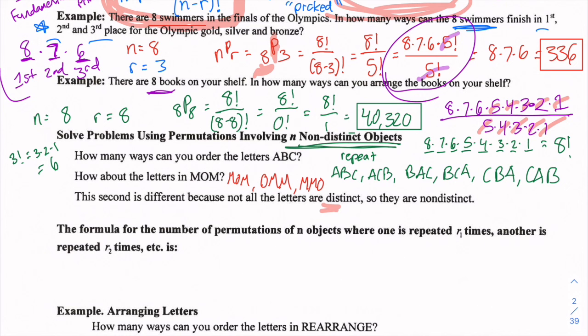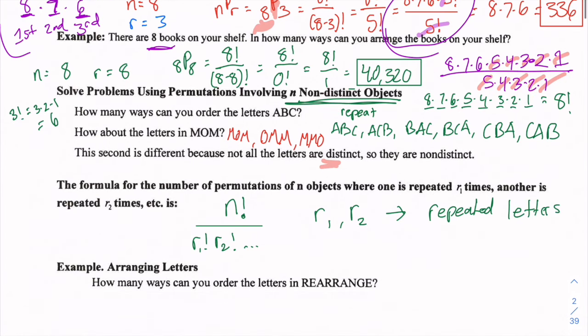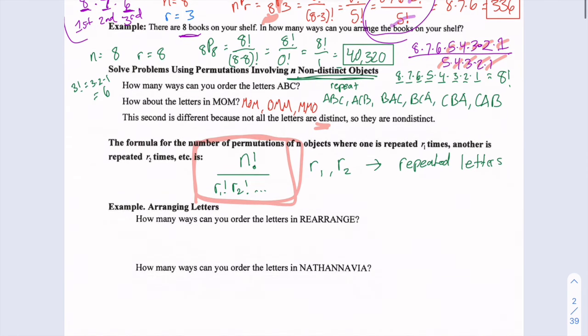So now we have a formula for when we have repeating letters. And the formula is this: n factorial, so all the letters, and you divide it by the number of repeating letters, where r1, r2 are the repeated letters, the number of times that letter is repeated. This is basically formula number 2. Box it, highlight it. Your 2 formulas. I'll do one example, you do the next one.